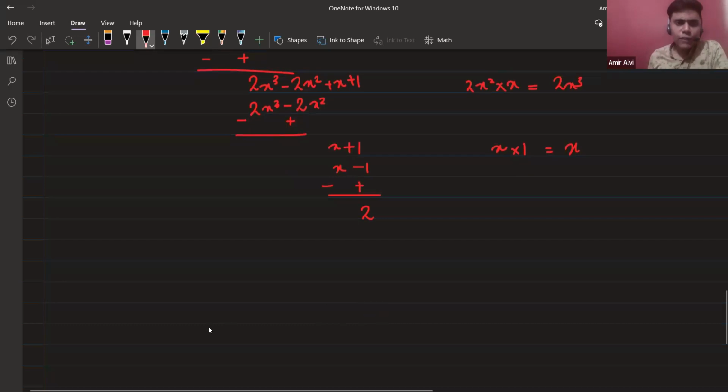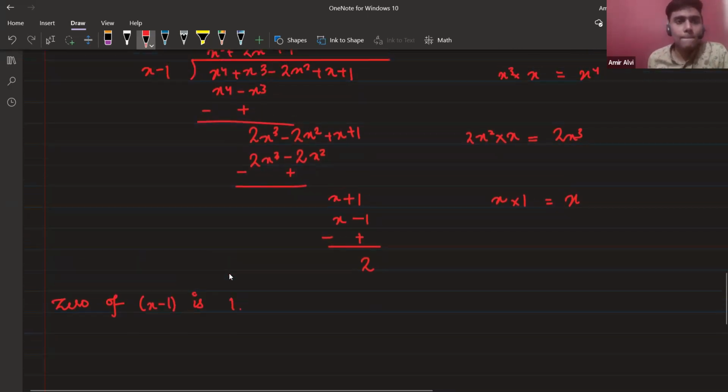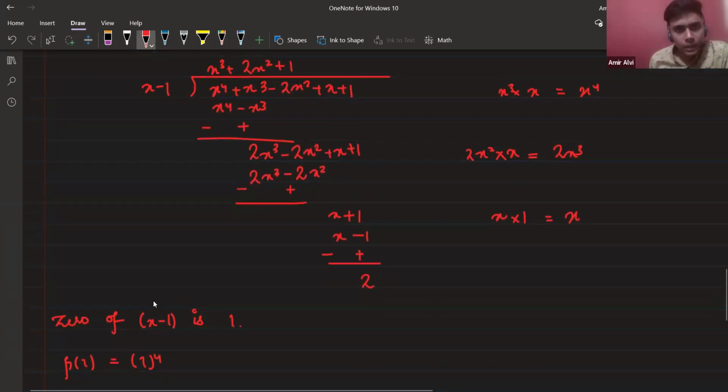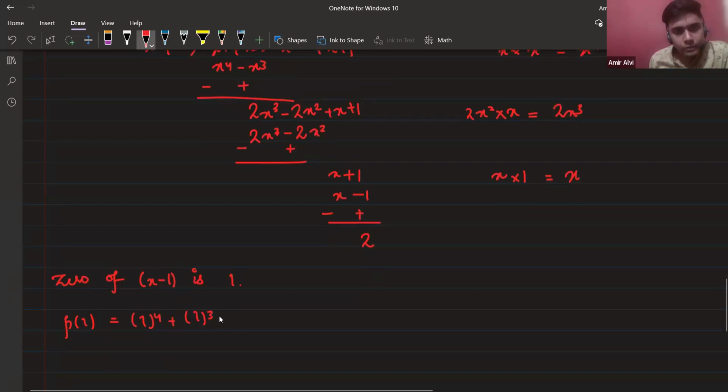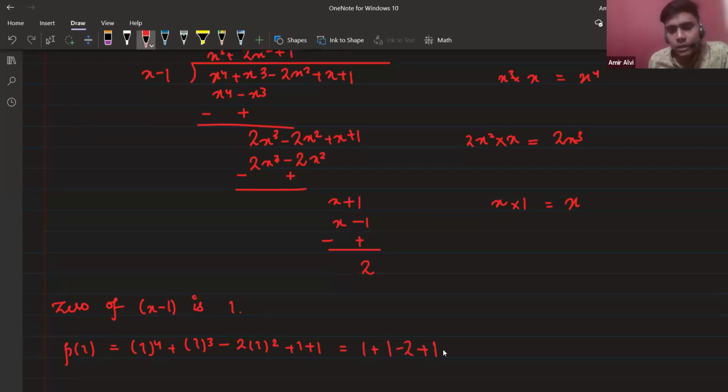Now, if I have to verify this, p of x minus 1 is 1, yes or no? So let's put the value here, p of 1: 1 to the power 4 plus 1 to the power 3 minus 2 into 1 square plus 1 plus 1. Clear? So 1 plus 1 minus 2 plus 1 plus 1.